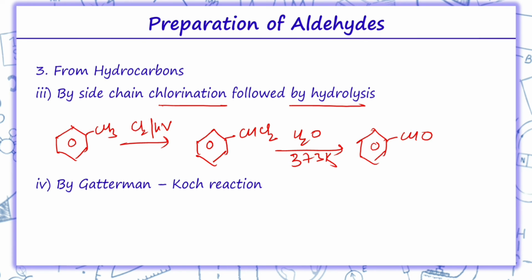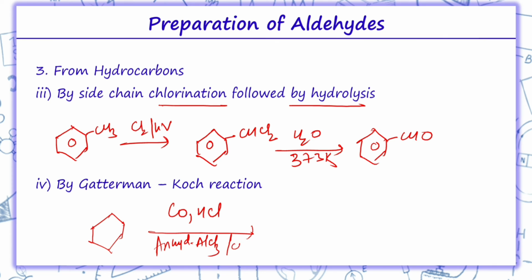Last for the preparation of aldehydes is the Gattermann-Koch reaction. In this reaction, benzene or its derivatives are treated with carbon monoxide and HCl in presence of anhydrous aluminium chloride or cuprous chloride. So it gives over here benzaldehyde.